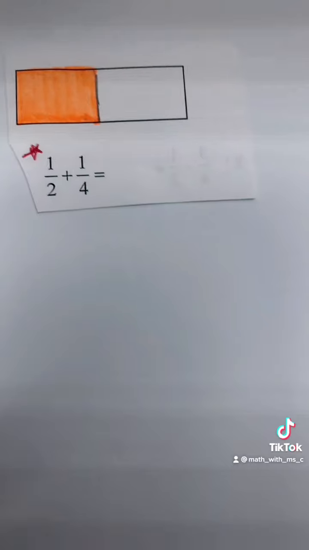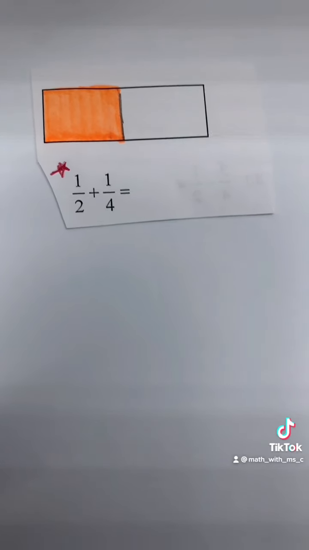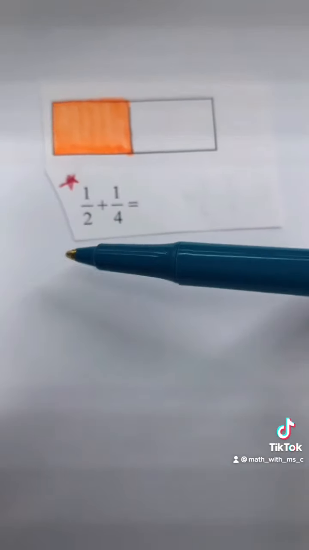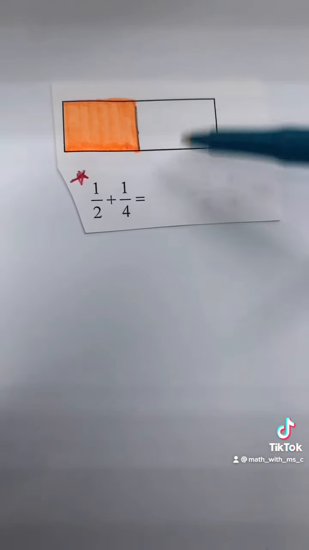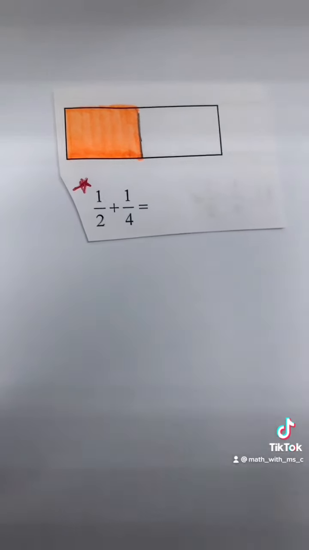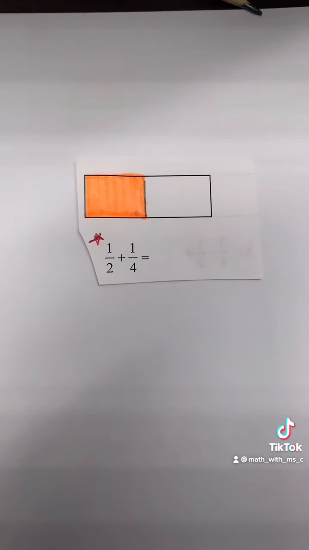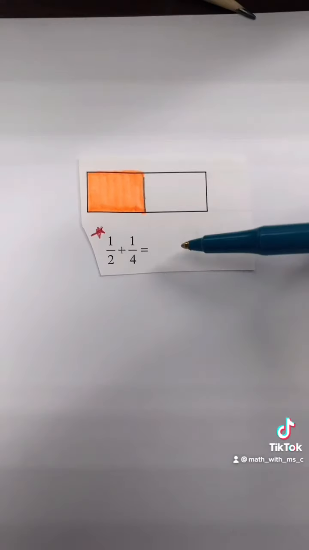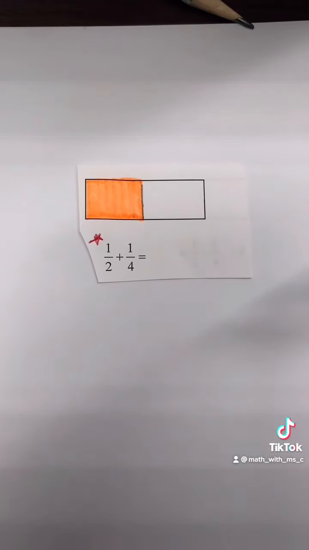What happens when your denominators are different? First, I'm going to model a half, so I cut that whole into 2 pieces and shaded one of them. Now, here's a problem. When your denominators are different, I can't just shade a fourth of this. So the first thing I'm going to have to do is cut this figure into 4 pieces in all.